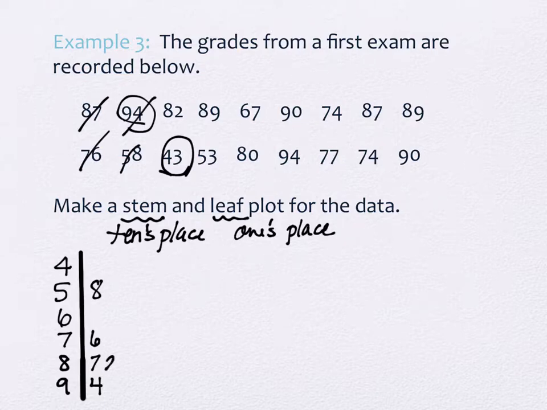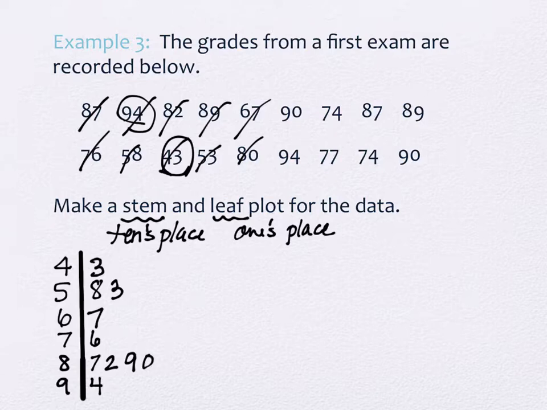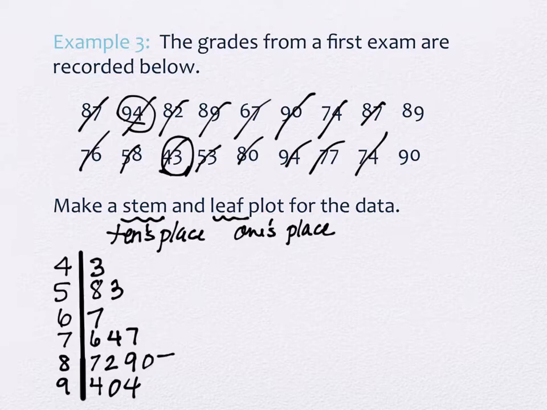Okay, so I've so far done those 4. 82 and 43. And I can be sloppy with this one. This is not my final answer. 89 and 53. 67 and 80. 90 and 94. 74 and 77. 87 and 74. 89 and 90.